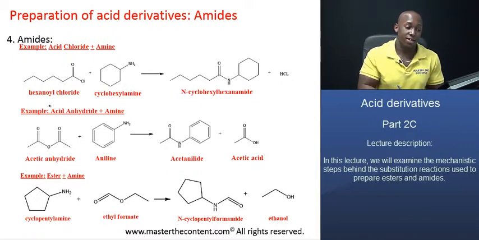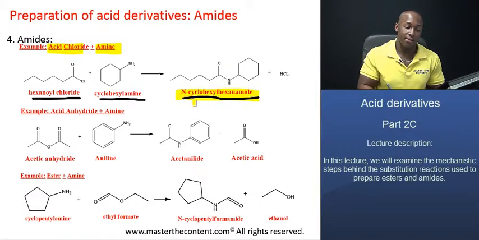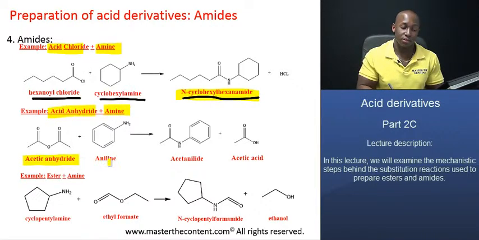For instance, in the case of an acid chloride, we can have hexanoyl chloride reacting with cyclohexylamine to form N-cyclohexyl hexanamide. So that's a perfect example of an acid chloride reacting with an amine to give us our amide. We can also have, in the case of an acid anhydride, acetic anhydride once again reacting with an amine. In this case it would be aniline, to form acetanilide and our acid byproduct, acetic acid.